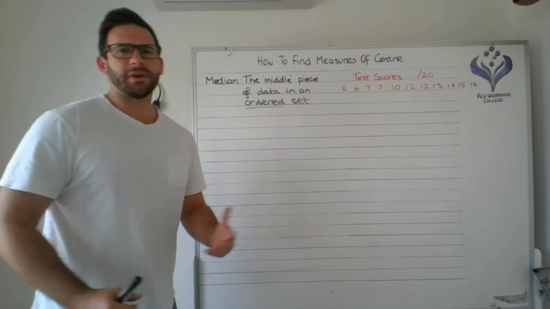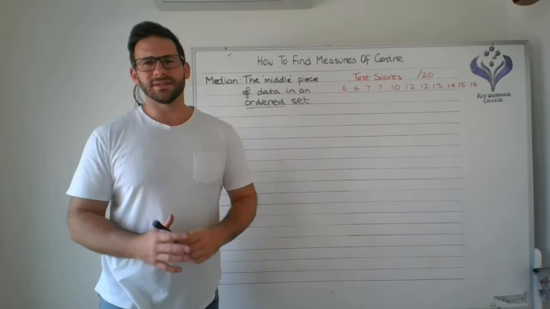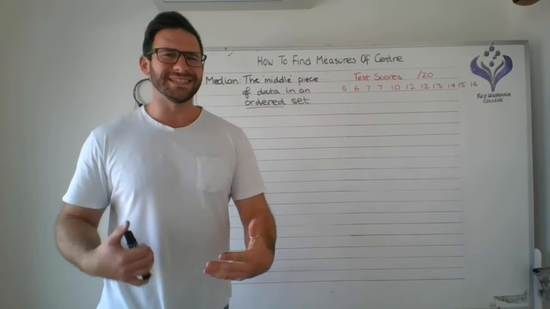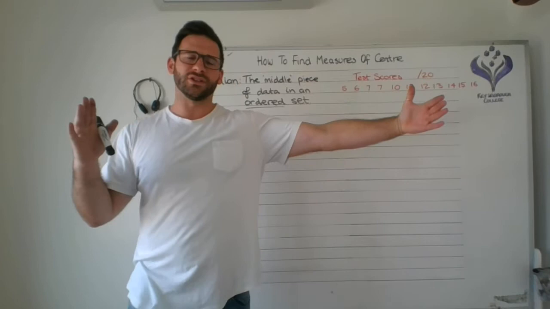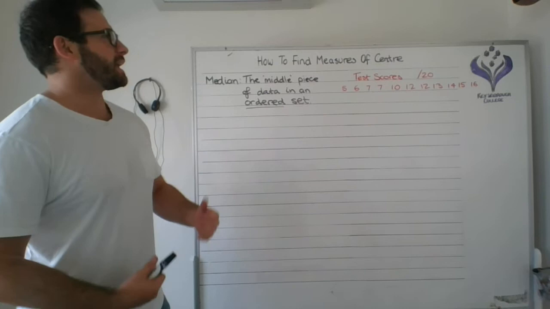My next measure of centre is the median. The median, instead of being the average, is actually just the middle number. In some cases, it is a better representation of where the data lies because it doesn't really take into account very extreme values, either extremely small or extremely big. So the median is simply found like this: the middle piece of data in an ordered set. You'll notice that I've got ordered underlined there. It's really important that I have my test scores in this example ordered from smallest to biggest.